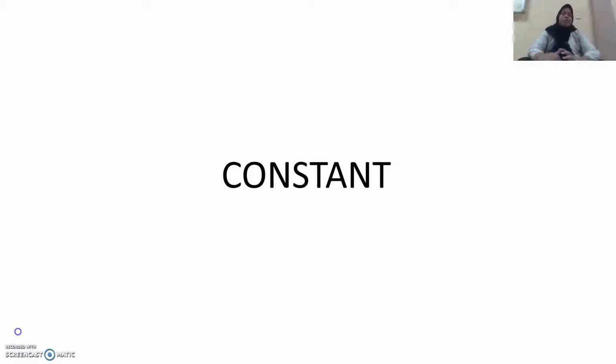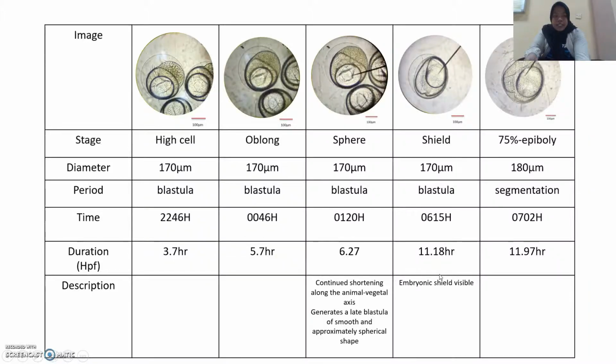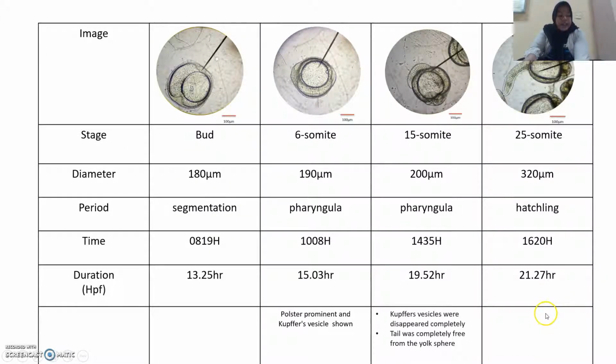So first of all, I want to say that overall from our data, the highest level of the development of the egg until the segmentation stage only, which is for the control. So we proceed with the control egg development. The cell starts to develop at the two cells, and they stop developing at the 25 somite at 21.27 hours of HPF.